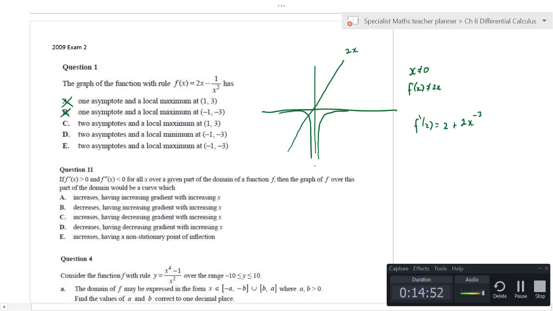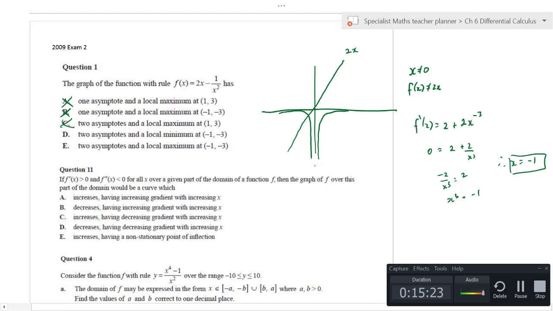Now, if I'm letting that equal 0, that's going to give me 2 plus 2 on x cubed. So 2 minus 2 on x cubed is equal to 2. So x cubed is equal to -1. So therefore x is equal to -1. So there's a turning point at -1. So that rules out C, doesn't it?